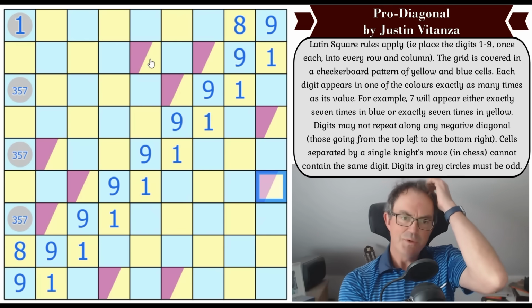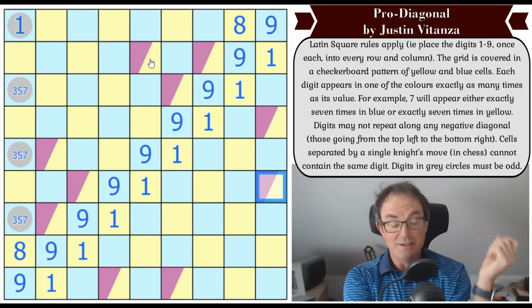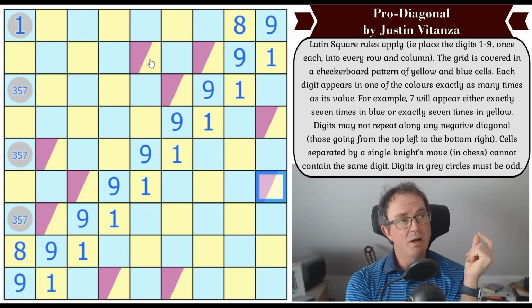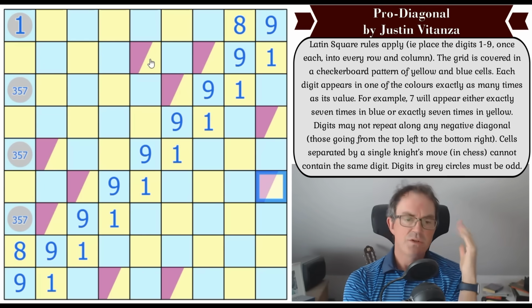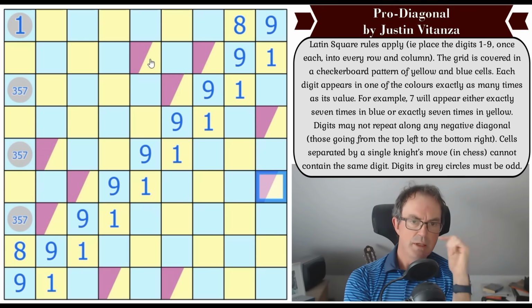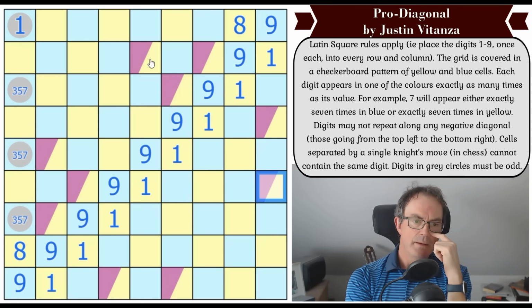Okay, maybe it was 2 I was meant to go to, not 8. That surprises me, but maybe my intuition was awry. Let's think about 2. So 2 is correctly counted by yellow. So there's only 2 2s in yellow. So there are 7 2s in blue.